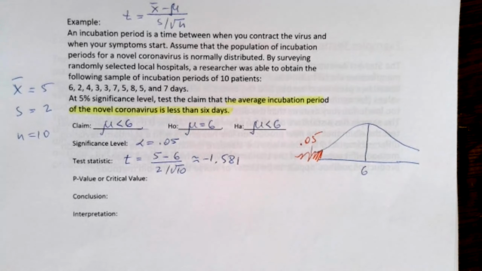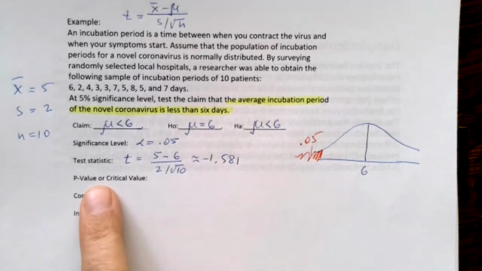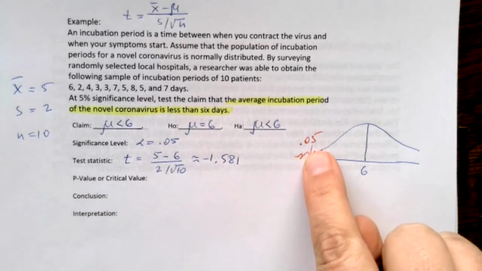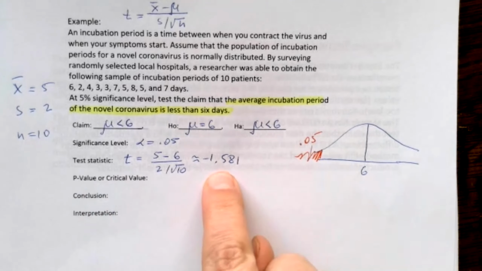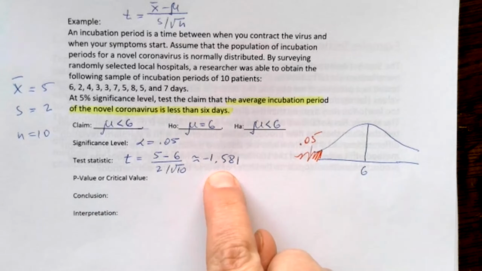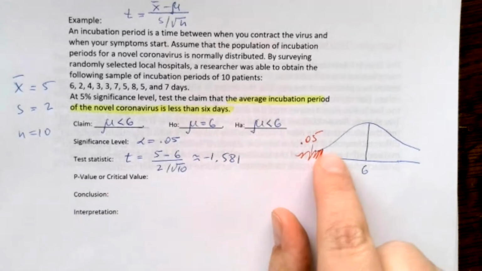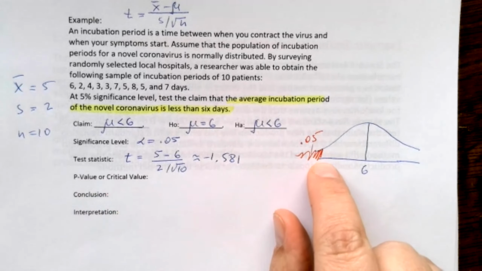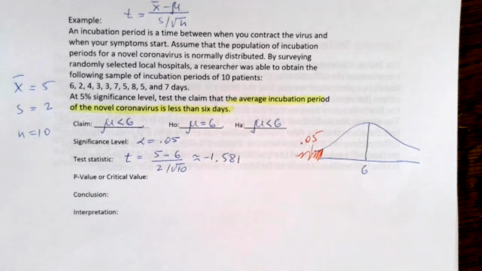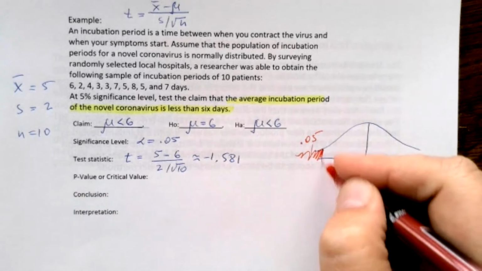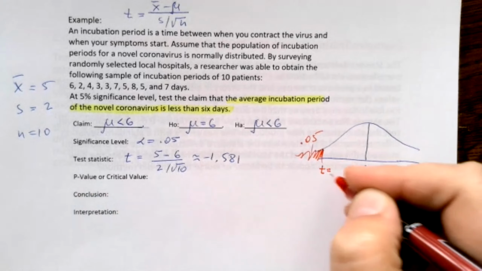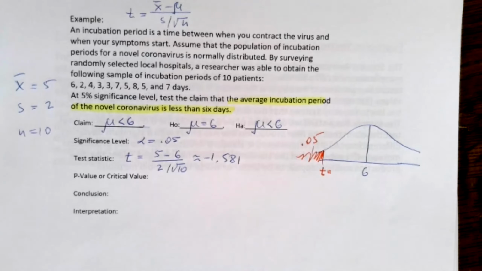So now let's go ahead. For the p-value, we're going to find the area on the bottom that corresponds to our test statistic. And if we're using the critical value, we want to find the t-value that separates these bottom 5%. That's what the critical value is. Let's find both.